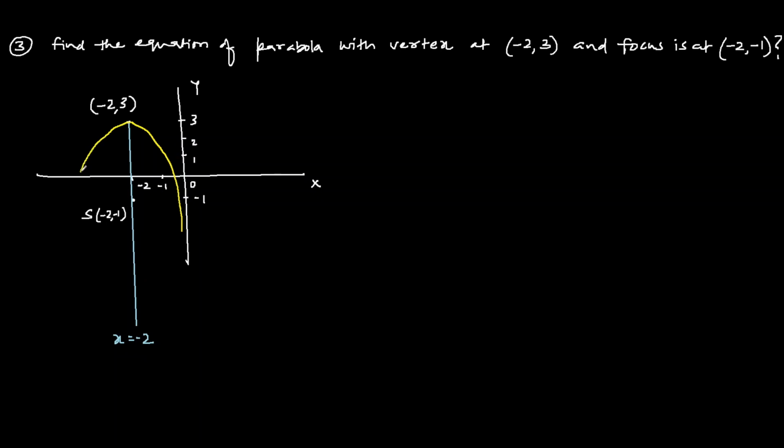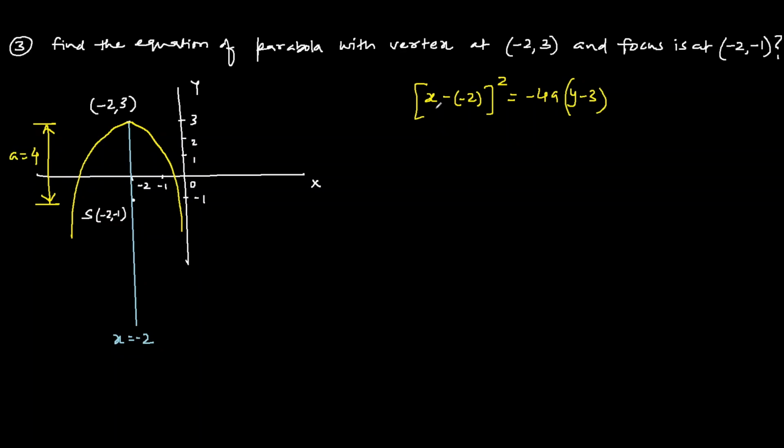So the desired parabola should be the downward parabola with vertex (-2, 3). What is the distance of vertex and focus? This distance is 3 plus 1, that is 4. So a equal to 4. And the parabola is a downward parabola, so the equation is (x minus -2) square, and it is downward, so minus 4a (y minus 3).